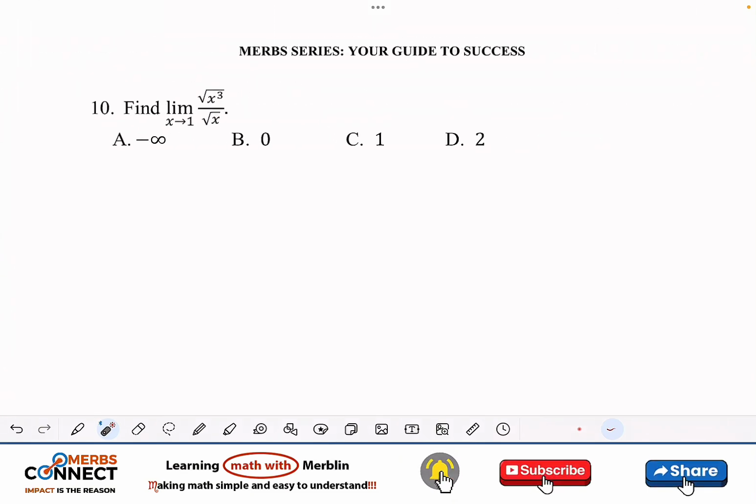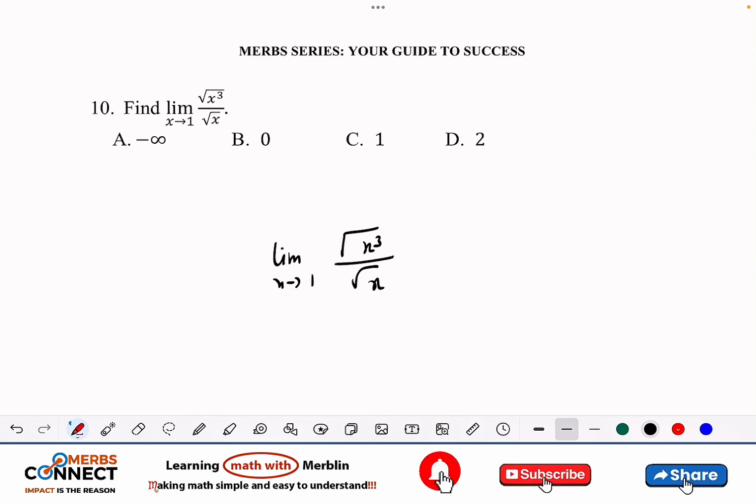All right, so let's look at the next one. The next one, we want to look at limit x is approaching 1, root of x3 divided by root of x. So as I said, anytime you have a radical function too, you do direct substitution first.